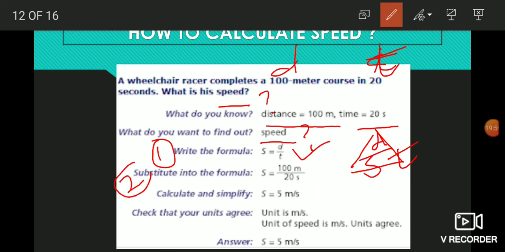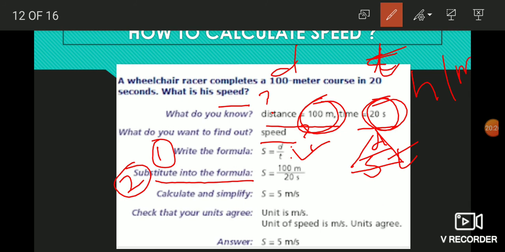Second step is substitution. What the quantities have been given to you. Instead of D, you write 100 meters. Instead of T, you write 20 seconds. This step is called the substitution step. While doing substitution, you have to remember a small thing: if the distance is in meters, the time should be in seconds only. It cannot be in hours or minutes. Then it will be wrong. So if it is given in minutes, you have to first convert it into seconds. Then only we can calculate this. So that alone you have to take care.